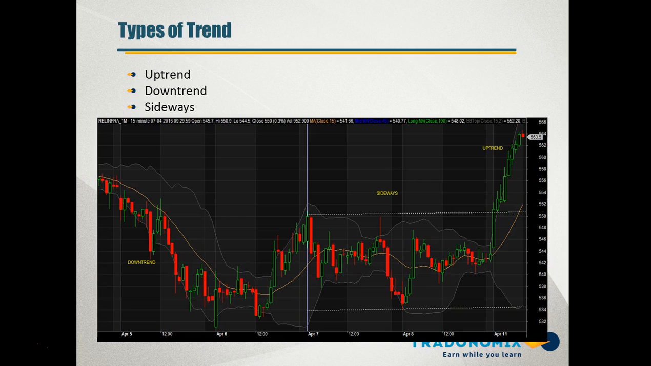So you can see that a series of pivot highs and pivot lows have constituted a downward movement and hence a downtrend. A series of pivot highs and pivot lows have created an uptrend, and a series of pivot highs and pivot lows that are neither an up nor a downtrend are determined as sideways. Let's quickly understand this.